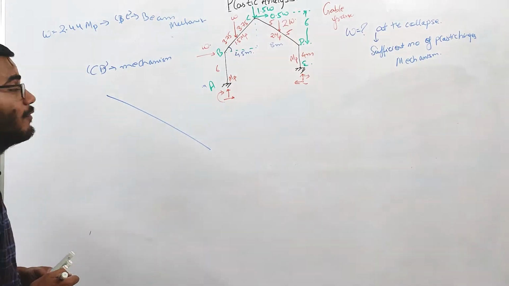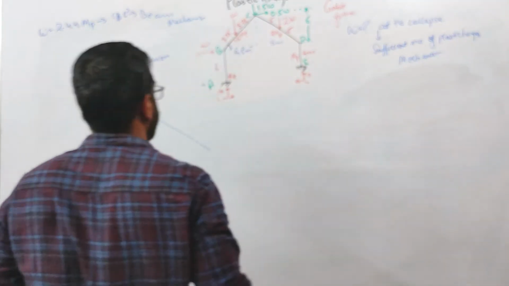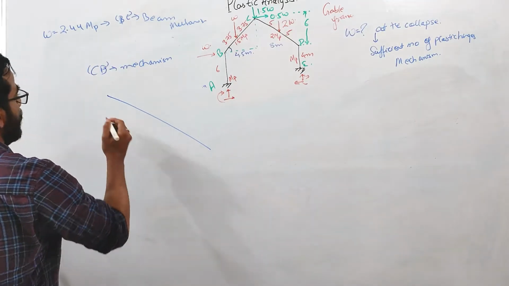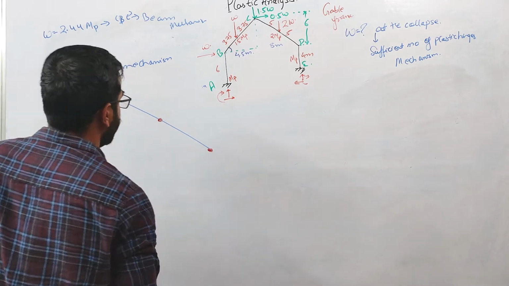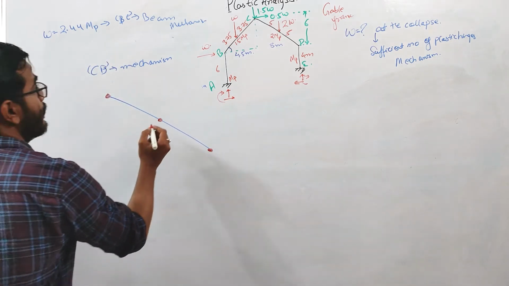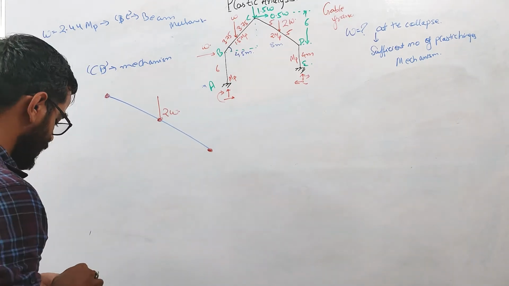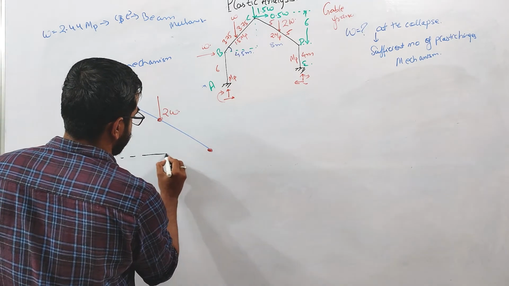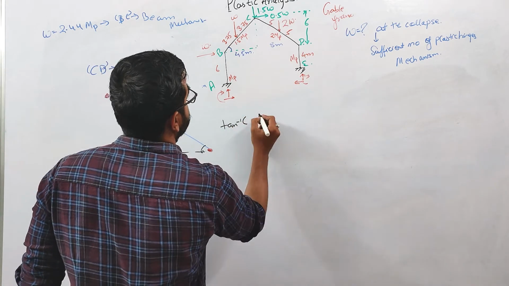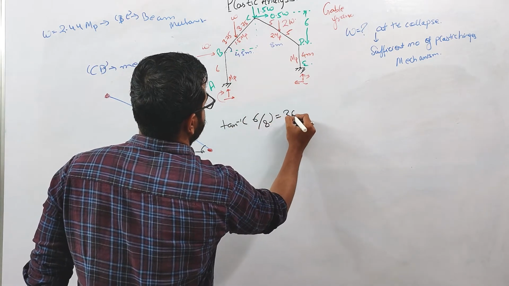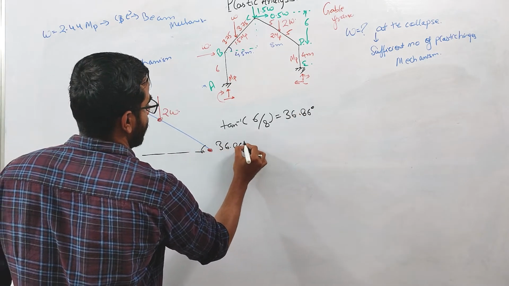So when the mechanism is taking place in the member CD, the plastic hinge will form. Where will the plastic hinge form? Plastic hinge will form at this end and at this point where the load is acting. So these are our plastic hinges. Here this load is acting, 2W. Let us first calculate this angle. This angle will be tan inverse 6 divided by 8, and its value comes out to be 36.86 degrees.